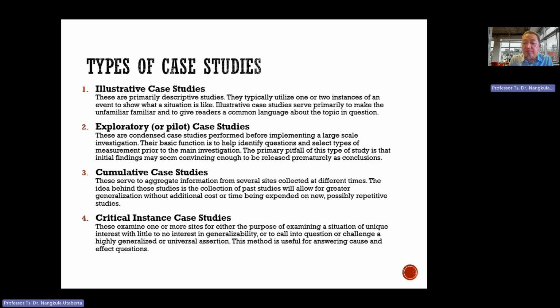Lastly, the last type of case study, they call it critical or instant case studies. This is very unique. You use it when you like to understand certain phenomena and you don't want to generalize it because the cases are very specific. So for a specific case, we use a critical instance case study. We just pick up some samples, then do a comparison between a specific field of issues and research.